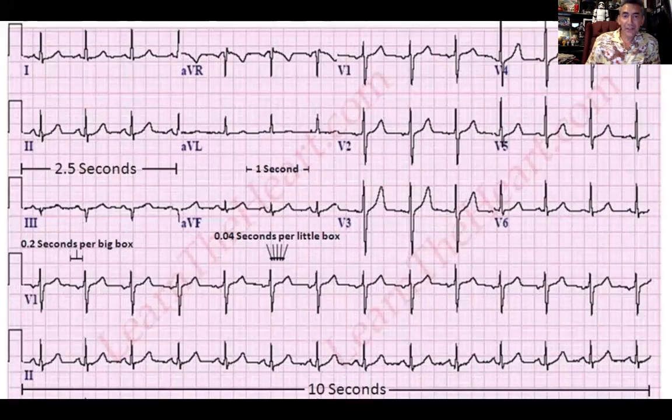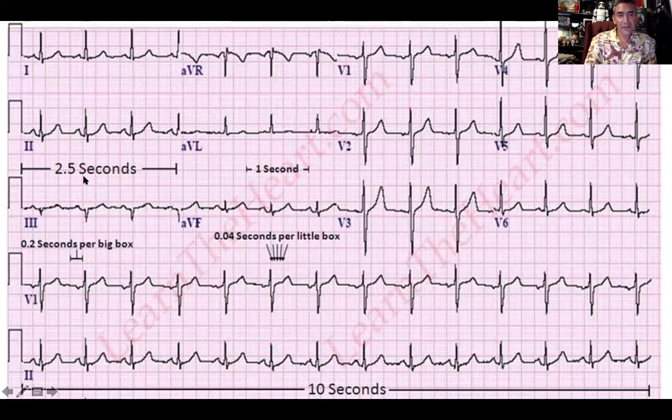One last one, looking again at the 12 lead: lead 1, lead 2, lead 3, our AVR, AVL, AVF, the calculated, and then the ventricular leads over here. Our rhythm strip at the bottom, a 10-second rhythm strip.